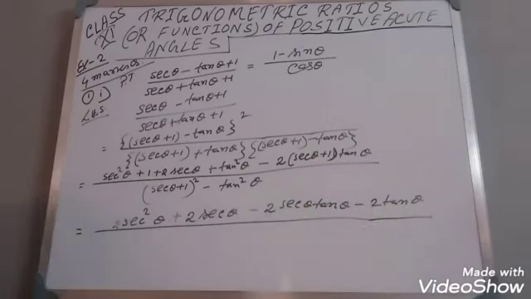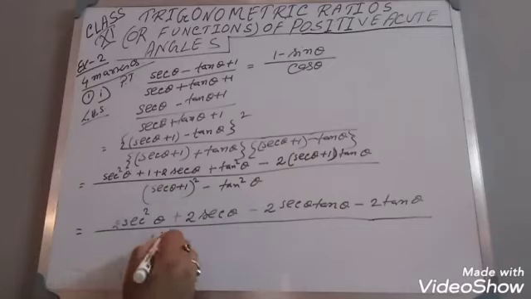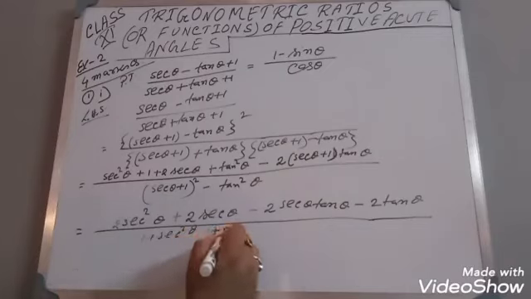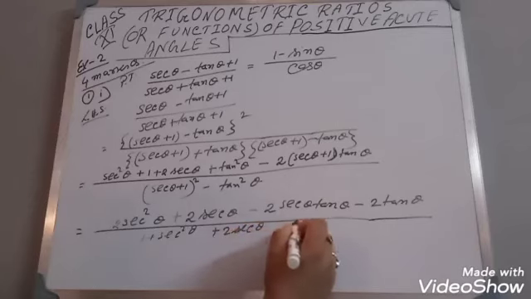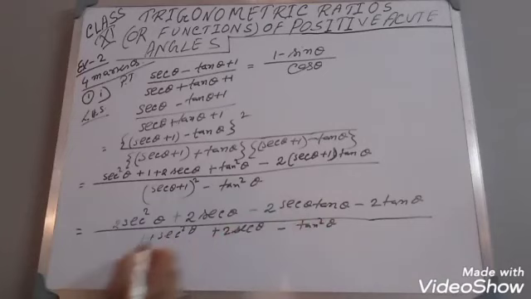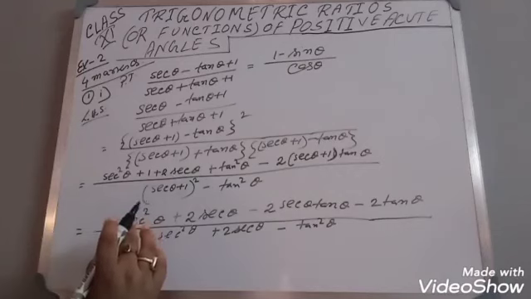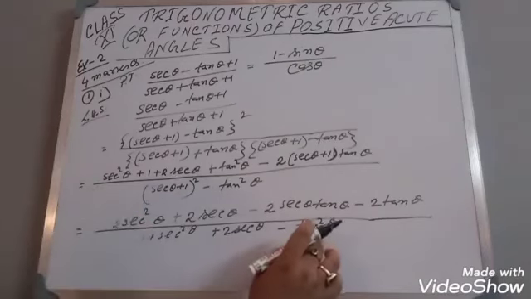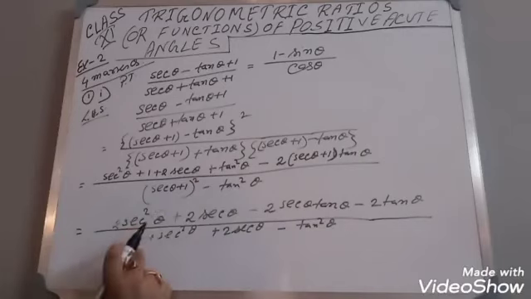Okay, and the denominator part is the same as before. 1 plus sec theta whole square will be 1 plus sec square theta plus 2 sec theta minus tan square theta. Now we know 1 plus tan square theta equals sec square theta, so sec square theta minus tan square theta is again 1. So that one and this one equals 2. So 2 plus 2 sec theta in the denominator.